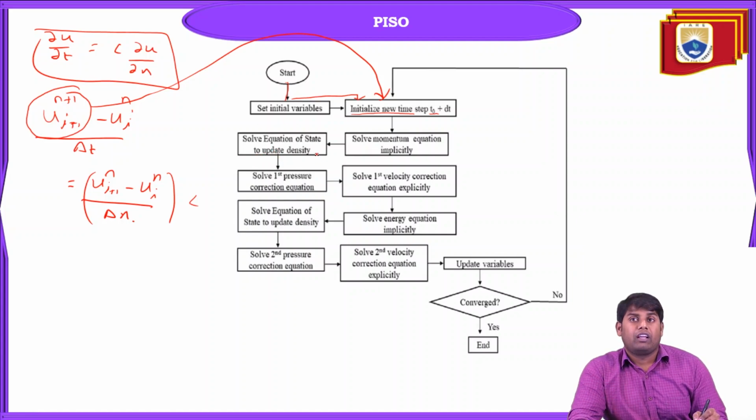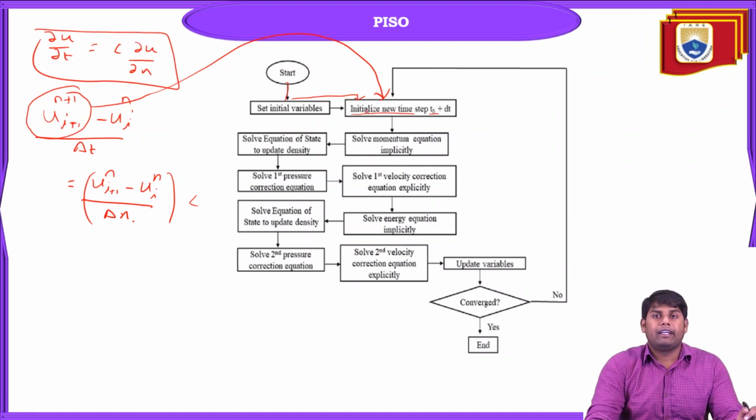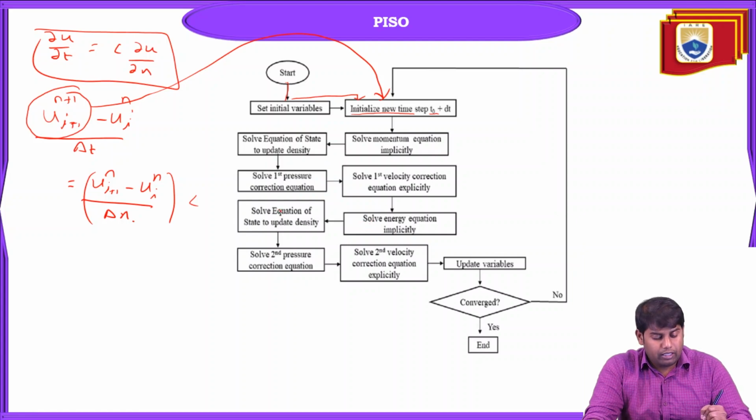This is for the compressible flows, and then we solve the pressure correction equation. Once we get the pressure correction, we will solve the velocity correction equation explicitly. Implicit equations are like correctors, and explicit equations are basically predictors. So from here we are solving the velocity correction equation explicitly, directly. Then we will solve the energy equation implicitly, and then solve the density equation to update.